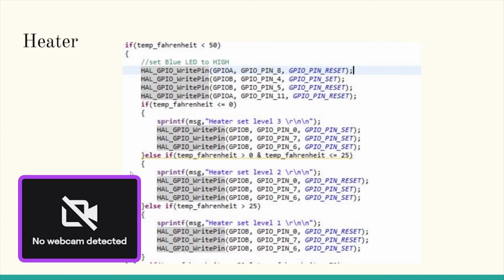This is my code for the heater. Basically saying if the temperature is below 50, we have three different levels for the heater, which are represented through LEDs. So at level 3, all the pins are set, and level 2, there's 2 pins set, and then level 1, there's 1 pin set.